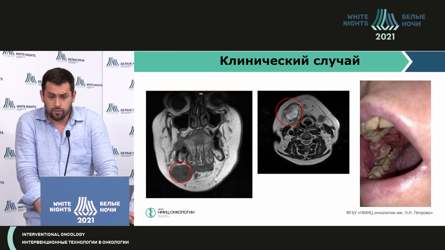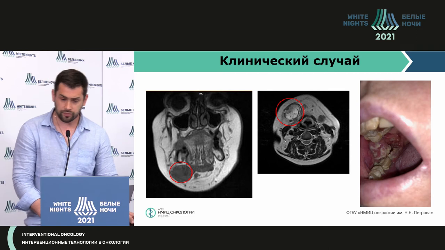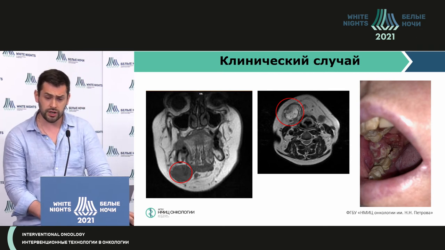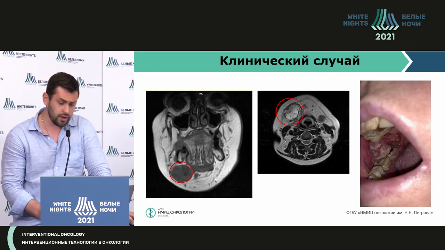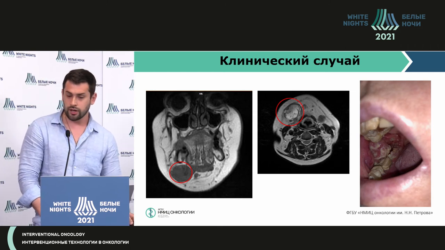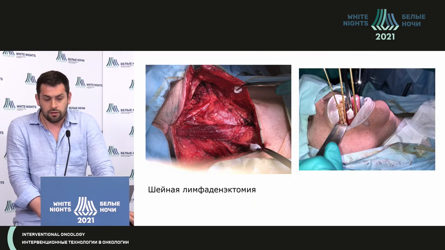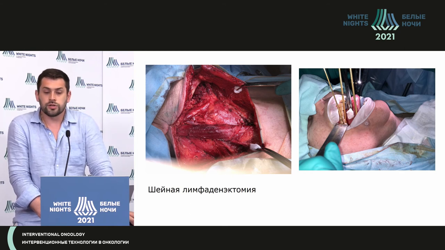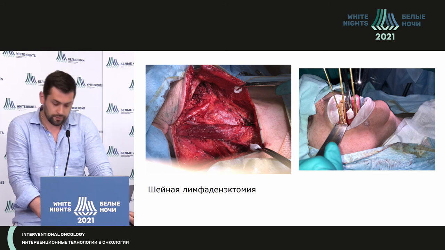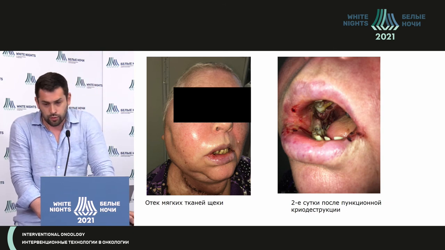A clinical case: a female with metastatic lesion of neck lymphatic nodes and right buccal tumor. She didn't want to go into surgery and was proposed cryodestruction including the lymphatic node. Here we see the neck lymphadenectomy on the side of her neck and setting cryoprobes into the right buccal of our patient.